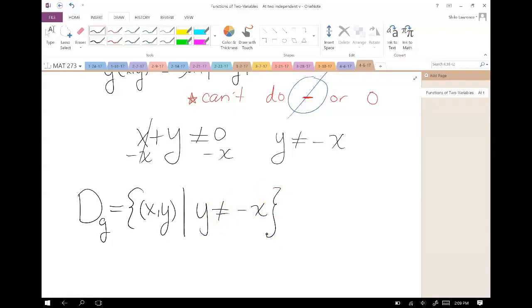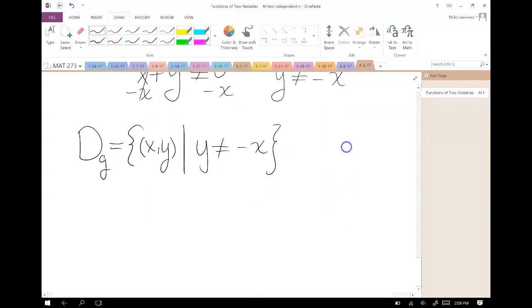You just have to remember all that stuff from algebra about these functions. You have to remember that with log, we can't do negative or 0. So it's really all that algebra stuff that we need to be careful about.